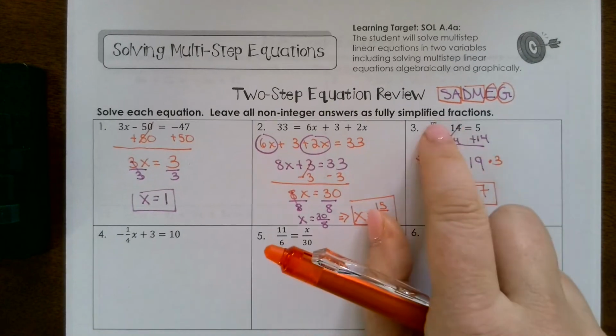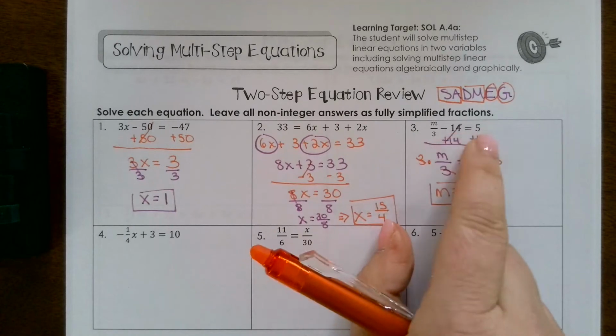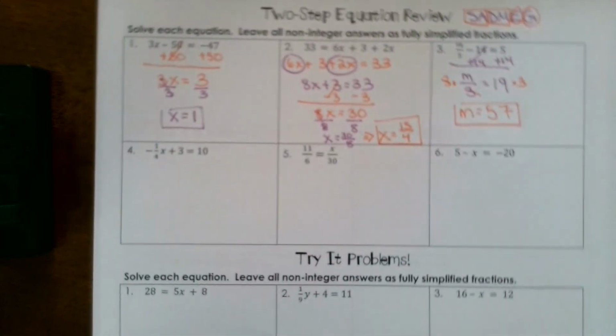If I substitute 57, 57 divided by 3 is indeed 19. 19 minus 14 is 5. I know my answer is correct.